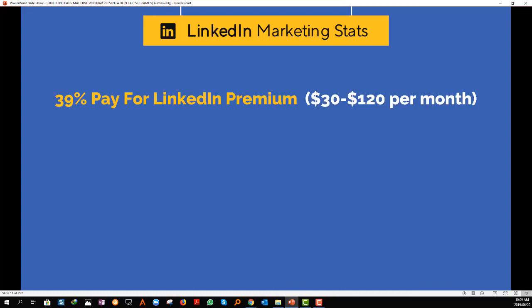Also, 39% of people pay for LinkedIn Premium. Okay, so LinkedIn Premium, there's a whole bunch of different packages that they offer, and they retail anywhere from between $30 a month to $120 a month. So if you think of those 600 million people, 39% are actually paying for premium. So there's got to be a reason for that.